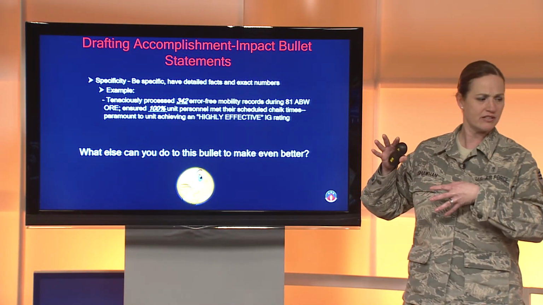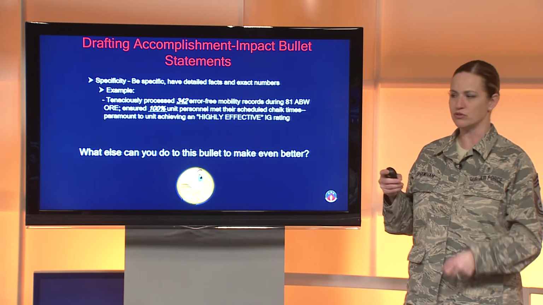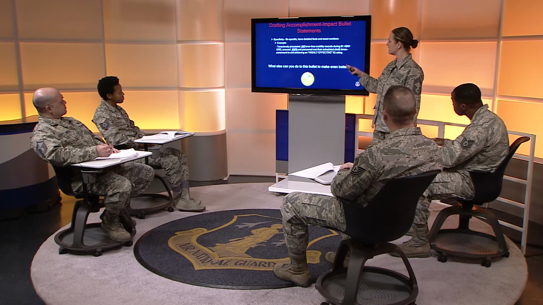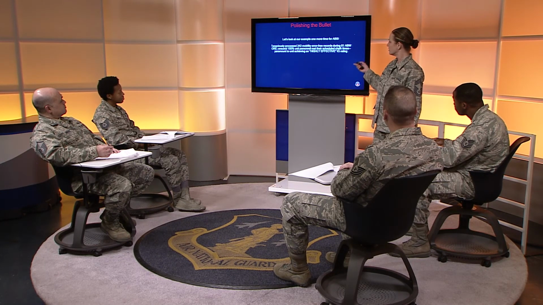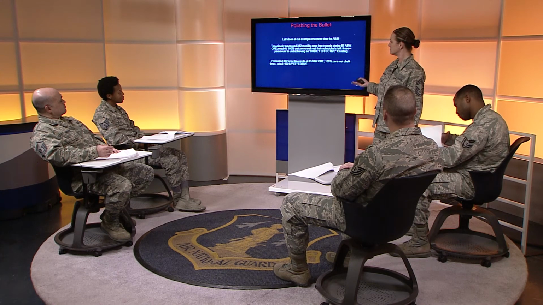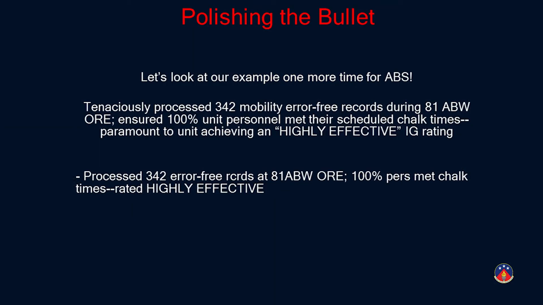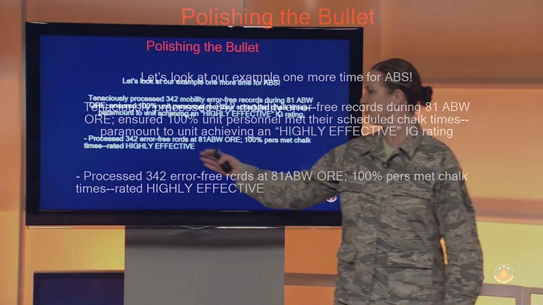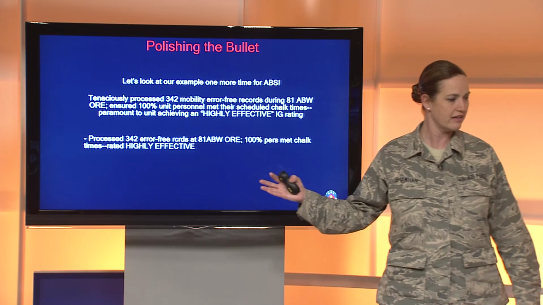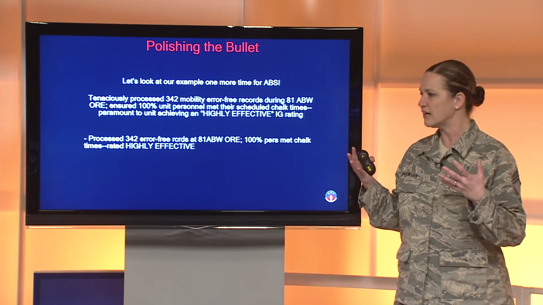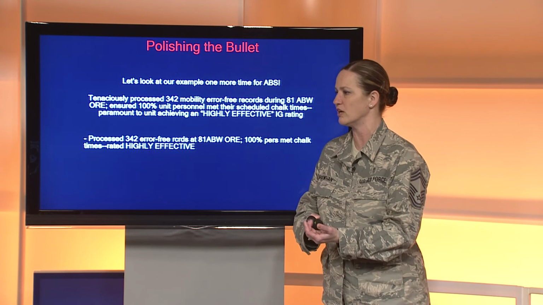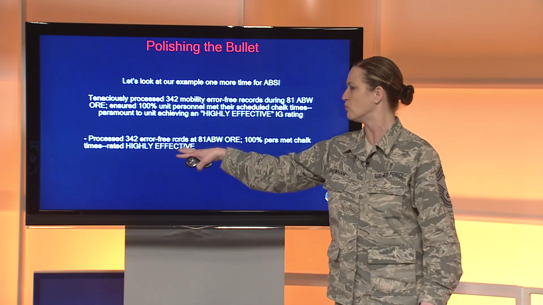But what other things can we do when we're looking at streamlining our bullets that we use a lot of in the Air Force? Acronyms. You can abbreviate. Right. And so some key things that we can do to make this here. So we have the first version and now here. It still says the information. Process 342 error-free records at the 81st Air Base Wing ORE. 100% personnel met chalk times. Rated highly effective. And this is an appropriate IG rating, so you can leave it like that. And the reader knows, because you're looking at higher level officials who know that is an IG rating. And so they're going to understand that that is a big wing impact there.